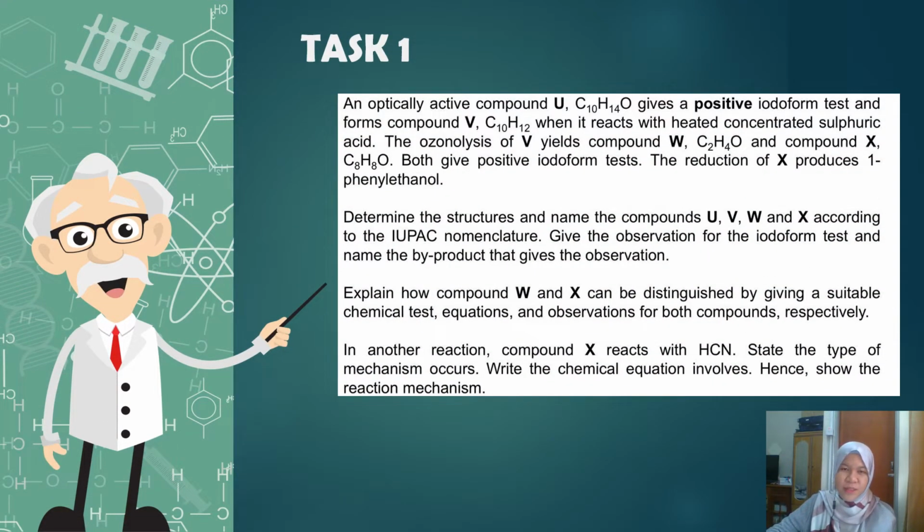Alright, for task one, this is the full question. Here we have compound U, compound V, W, and X. We need to highlight that U will give a positive iodoform test, and also compound X and compound W will give a positive iodoform test. We need to highlight that because we need to know how to draw the structure.